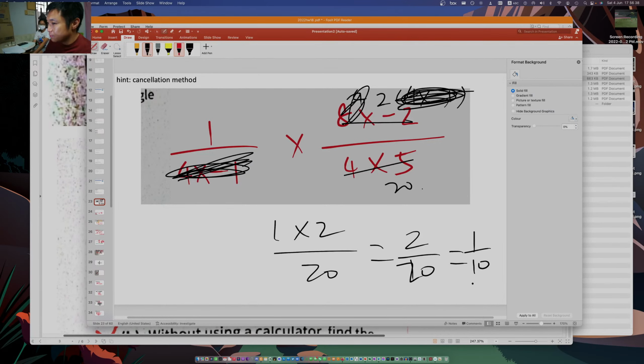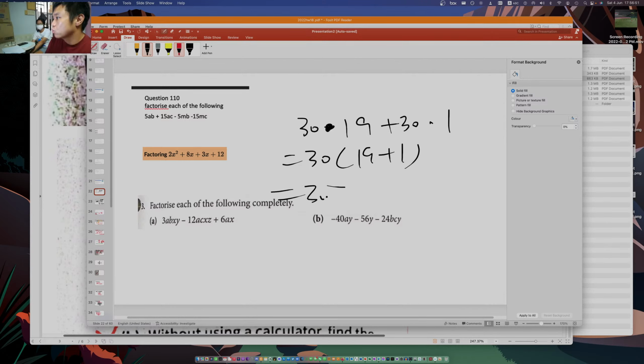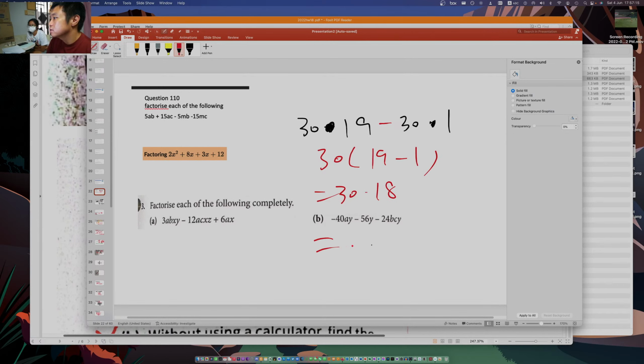Okay? So this is the second application of factorization. The first application of factorization is that you can find the answer quickly. You remember just now, something like this, then you take out 30, then 90 plus 1, then 30, then 20, so it's 600. Must be times. Then what if everything is times? Minus also can. Take out the 30, then 19 minus 1. So it's 13 times 18.